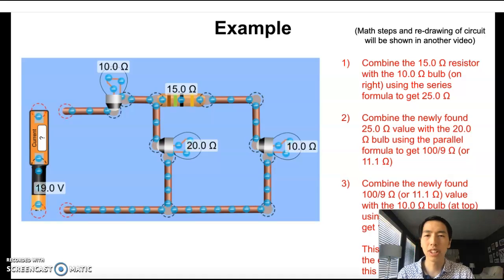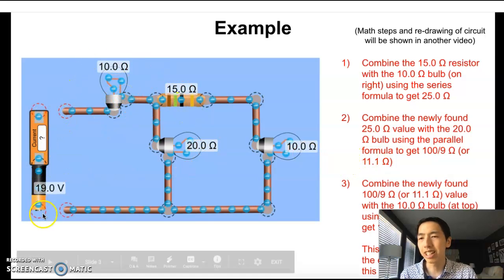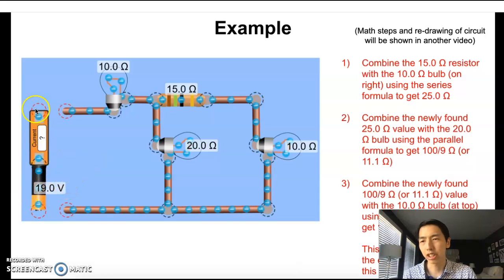So I'm going to try to show you that with this example right here. I've got a circuit that I've not connected yet to the battery. The battery is 19 volts and the current is unknown right now because it's not connected yet. So I've got a 10 ohm bulb at the top, and then I've got a 15 ohm resistor along with a 10 ohm light bulb on my outside pathway of this parallel circuit. And then I've got another pathway where there's a 20 ohm light bulb. So that's a mixed circuit.